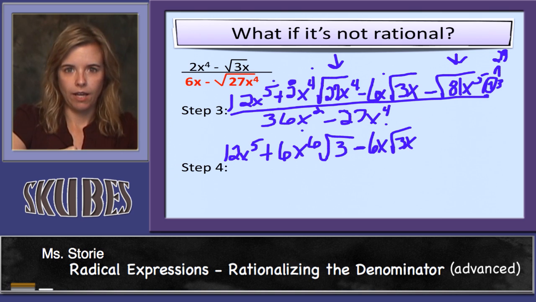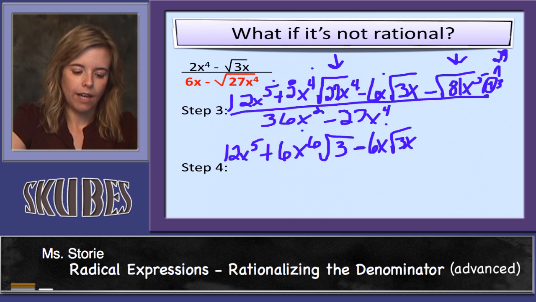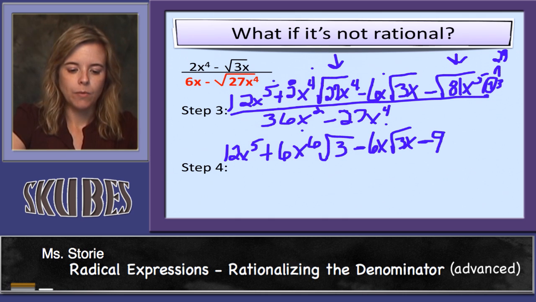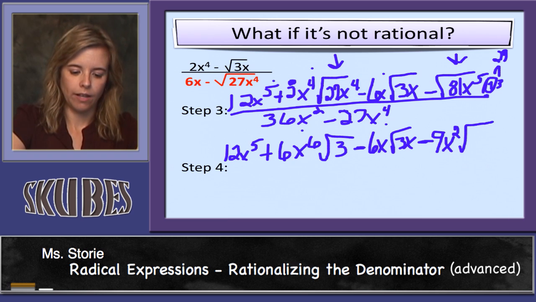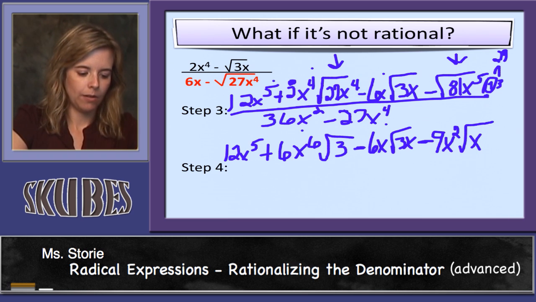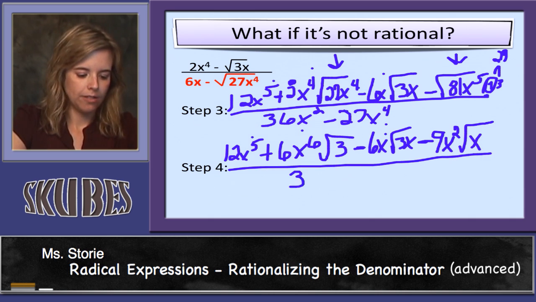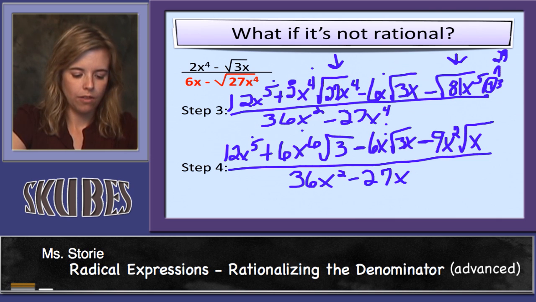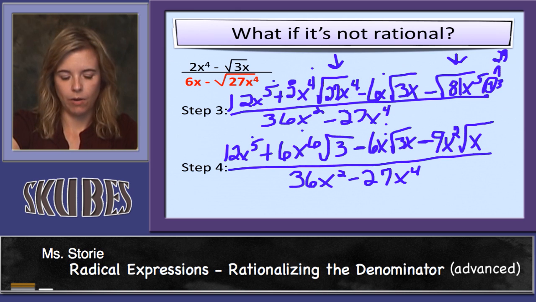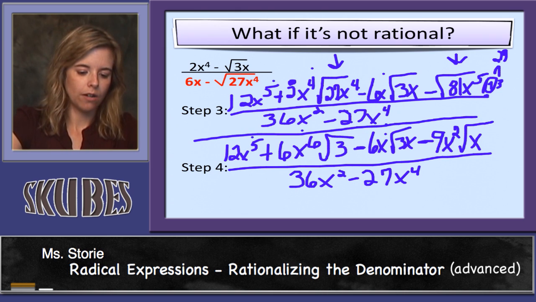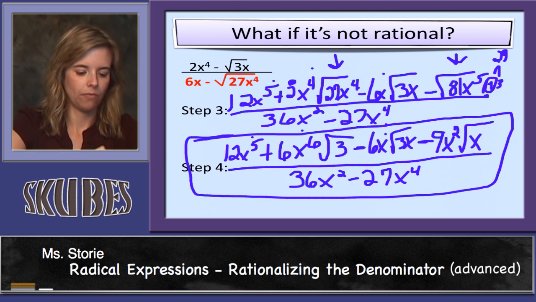81, though, the square root of 81 is a perfect square, so we're going to take out a 9. And we have x to the 5th here. So how many pairs can we pull out? We can pull out 2 pairs, and we end up with 1 left over. Again, we have x to the 5th, 6th, 1st, 2nd. None of them are like terms. It has to stay that way on the numerator. And 36x squared minus 27x to the 4th are not like terms, and they have to stay that way as well. So here on step 4, we have found the answer.